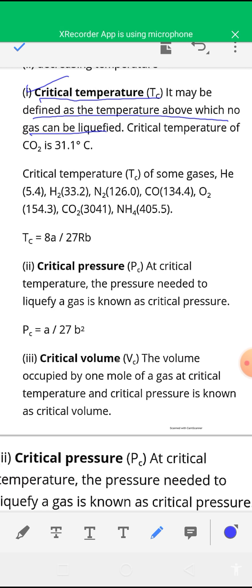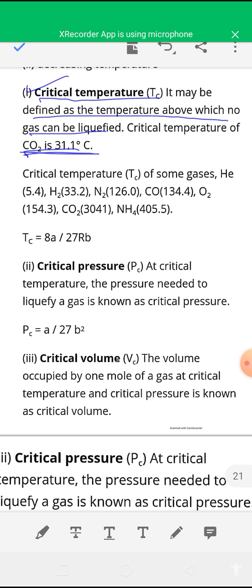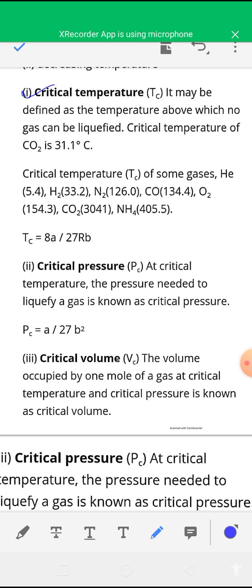To liquefy a gas, first you have to decrease the temperature of the gas below its critical temperature. For example, carbon dioxide has a critical temperature of 31.1 degrees Celsius. So if you want to liquefy carbon dioxide gas, first you have to decrease its temperature below 31.1 degrees Celsius, and after reducing the temperature below its critical temperature, then you have to apply pressure.